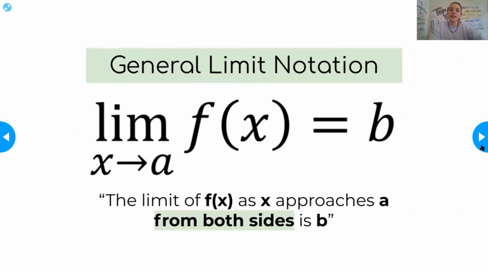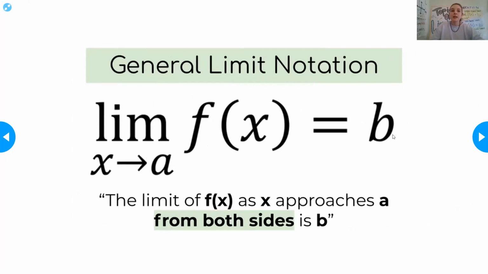Which brings us to our notation for the general limit. This is actually the notation that you learned in our previous video, right? The limit as x goes to a, no plus or minus. And the only difference now is that we know that when we have the limit as x goes to a of f of x equals b, that means we're approaching a from both sides, from both directions, the right and the left.